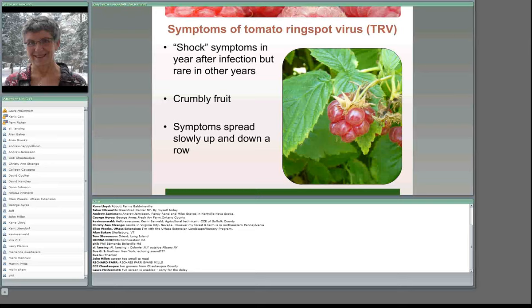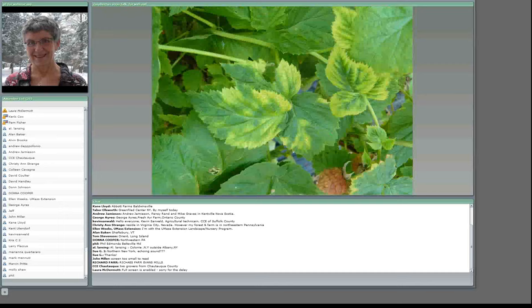This is just another symptom of some of the leaf pattern that I saw last summer on a field of Nova with tomato ring spot virus. And the crumbly fruit that you've probably seen, the fruit just breaks up when you pick it.